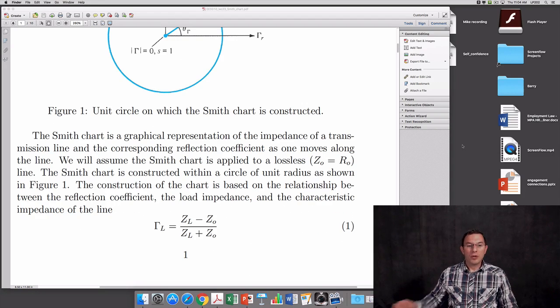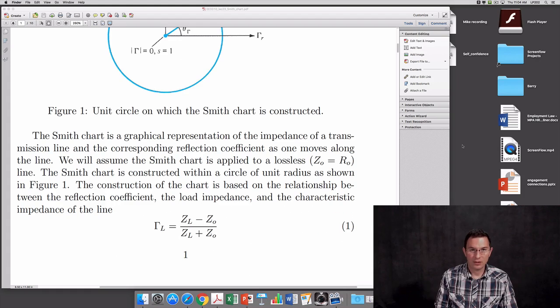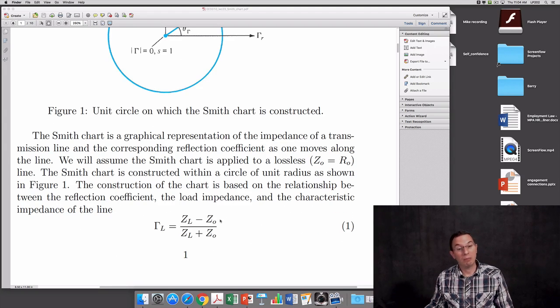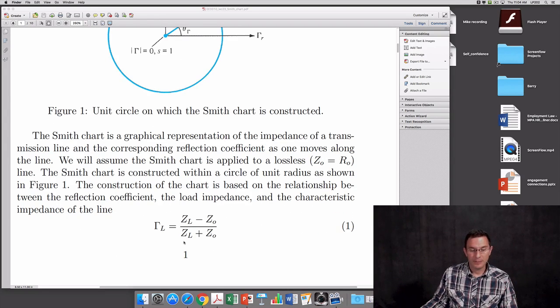Now, the construction of the chart is based on the relationship between the reflection coefficient, the load impedance, and the characteristic impedance of the line. As seen here in equation number 1, the reflection coefficient is equal to the impedance of the load minus the characteristic impedance of the line, divided by the sum of the impedance of the load and the characteristic impedance of the line.